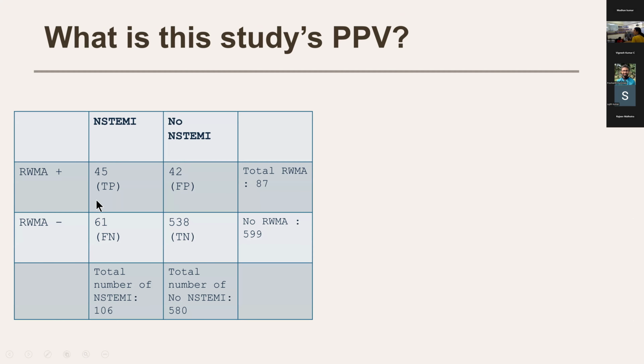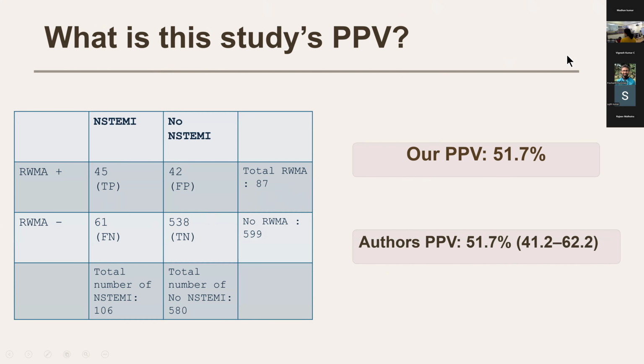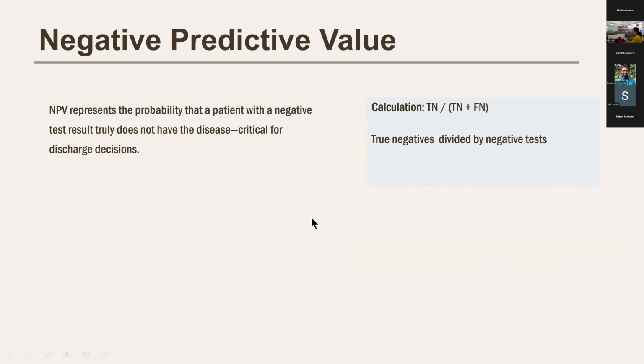So true positive divided by everyone who tested positive. 45 by 87. Yes, 45 by 87. Yeah. The authors also got the same thing, but they've given us a 95% confidence interval.